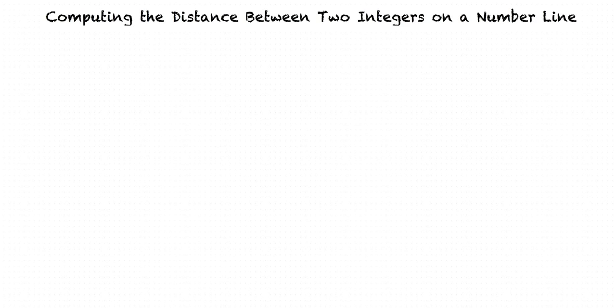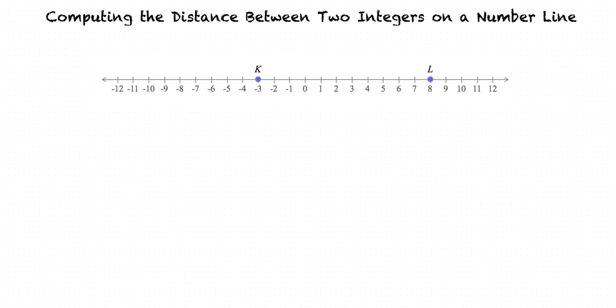This video will cover the topic, computing the distance between two integers on a number line. A number line is a line on which we can order integers. Let's take a look at a number line in which 2 points are identified. Here we see we have point K at -3 on the number line and point L at 8.